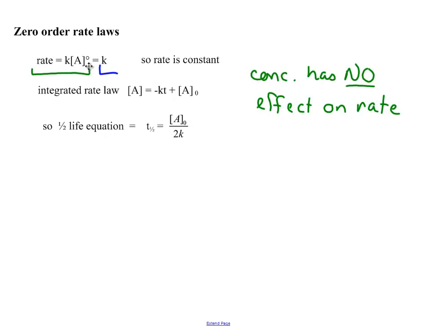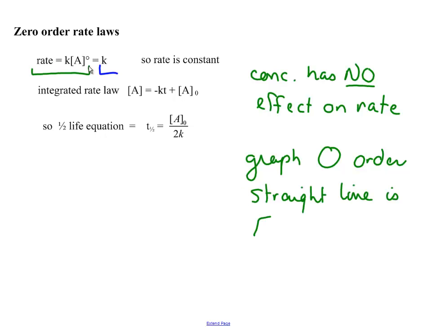If we integrate that, we get an integrated rate law where we have concentration equals negative rate constant times time plus the initial concentration. So there's our straight line equation. If we graph a zero order reaction, our straight line will be concentration versus time. If we want to look at the half-life equation for a zero order reaction, then the time for one half-life is going to be the initial concentration divided by 2 times the rate constant.